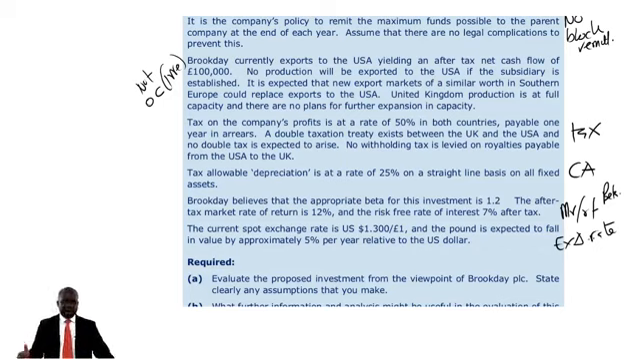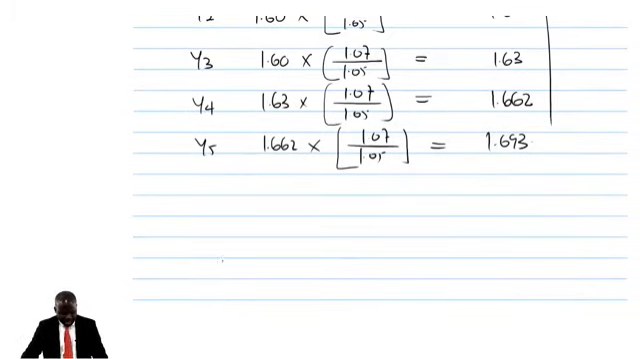Okay, so what am I supposed to think of next? I have to evaluate the project from the viewpoint of the Brogdale company. What should I think of doing? Should I use APV or should I use NPV? I don't see any subsidized loans or issue cost, so my normal NPV should be okay. So I go and open my sheet. I leave space there and I'm going to say yes.